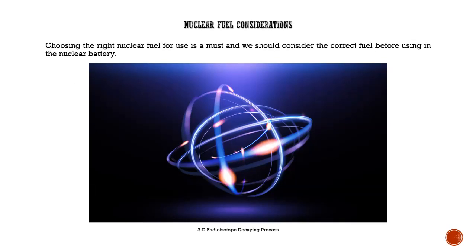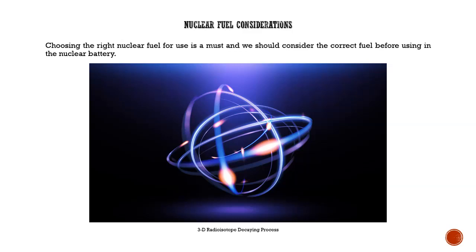And gamma radiation passes through any material and needs high lead shielding. Lead is used as a shielding material for gamma radiation, and it needs a lot of lead to stop it, which makes the nuclear battery really heavy. So we can't use radioisotopes which release gamma radiation.